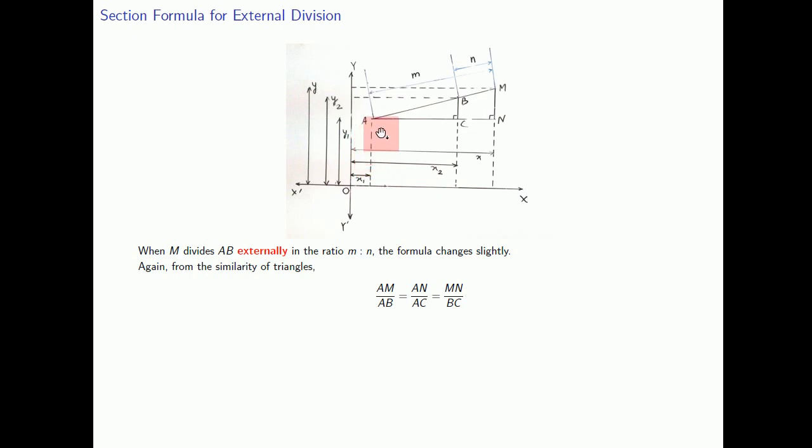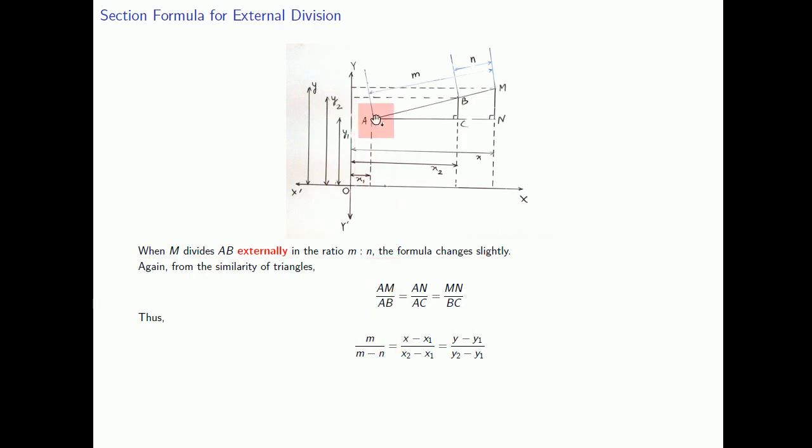Even in this case we will be using the similarity of triangles. So the triangle ABC and triangle AMN share the common angle A, and C and N are the right angles. So these two triangles are again similar by the AA test. So we can write the ratios of the corresponding sides. So now I have AM upon AB is equal to AN upon AC equal to MN upon BC. Now let's write them down in terms of x1, y1, x2, y2 and m, n.